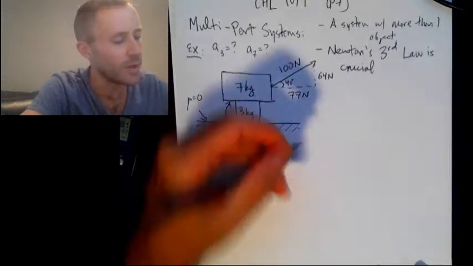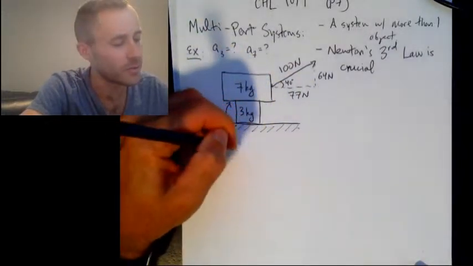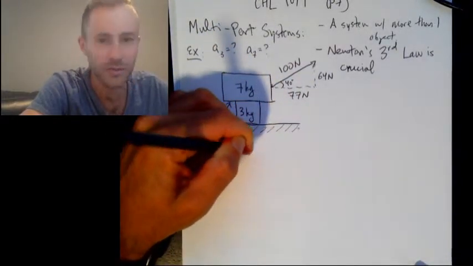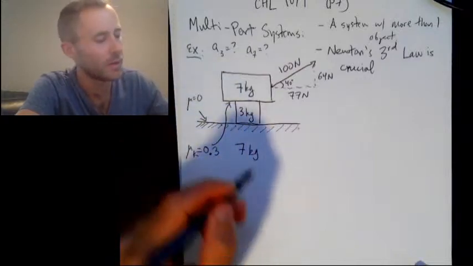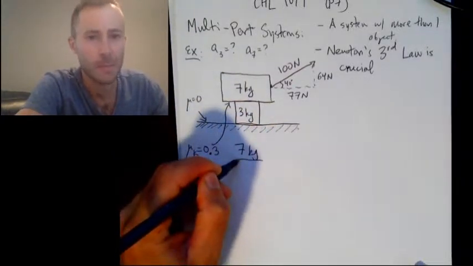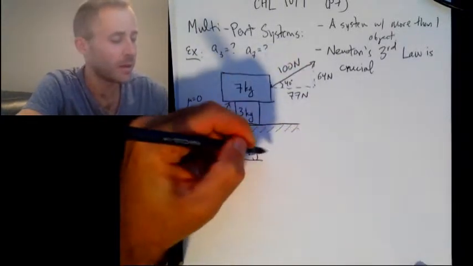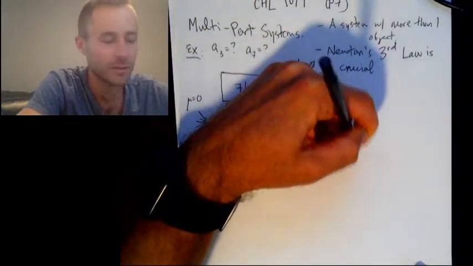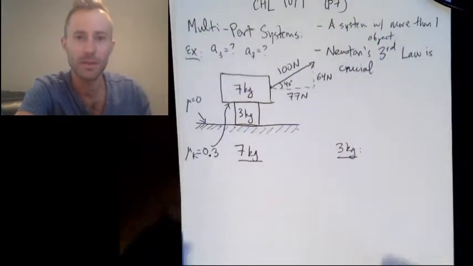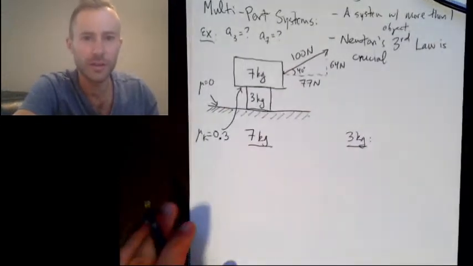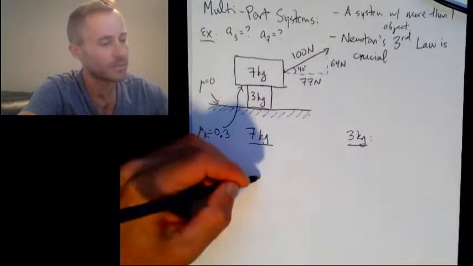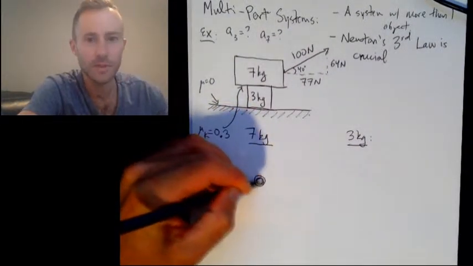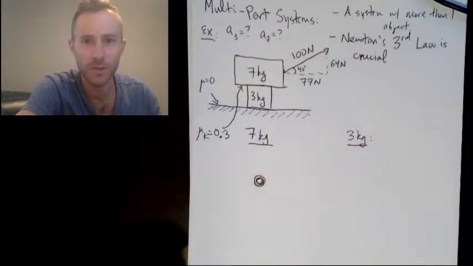So now I'm going to do two free body diagrams. I'm going to do a free body diagram for the 7 kilogram object, and I'm going to do a free body diagram for the 3 kilogram object. So the 7 kilogram object, here's a dot representing the 7 kilogram object.